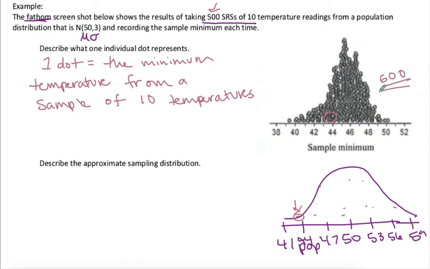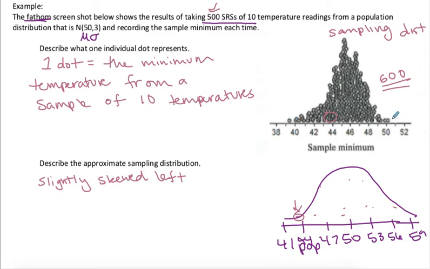There's 500 dots inside of here where each one of those represents 10 temperature readings and the minimum of those 10 temperature readings. So when we look at this, we would say, describe the approximate sampling distribution. Okay, so here's the sampling distribution. And so I might say this is starting to look approximately normal, but maybe slightly skewed left. Okay, slightly skewed left. There doesn't appear to be any outliers.